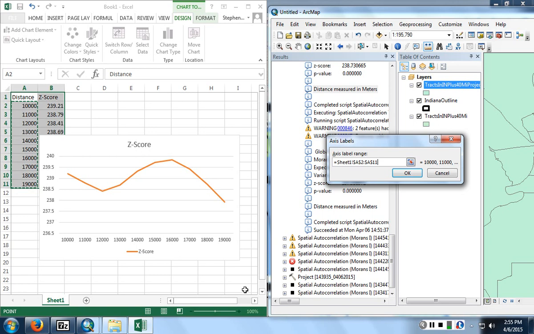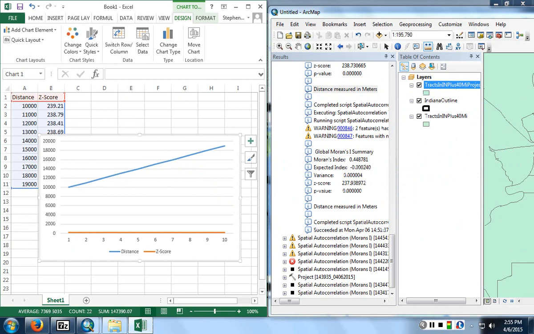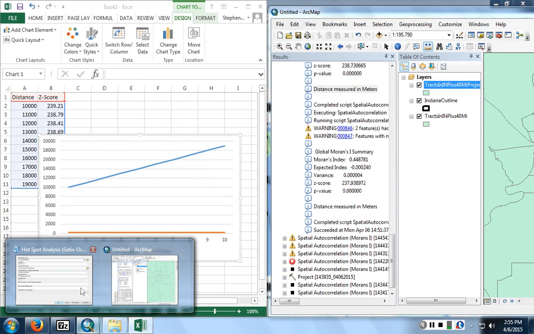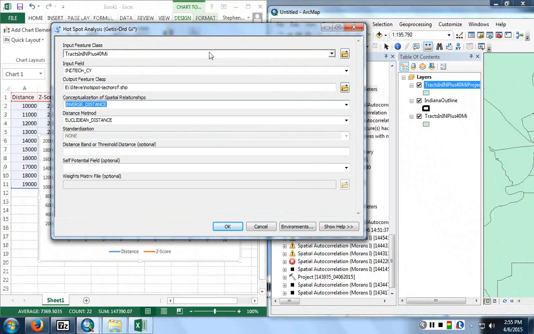So 16,000 meters would be an appropriate distance band or threshold for our hotspot analysis for only these tech jobs. We would have to rerun this for the other ones, right? For any other variable that you would pick in employment.